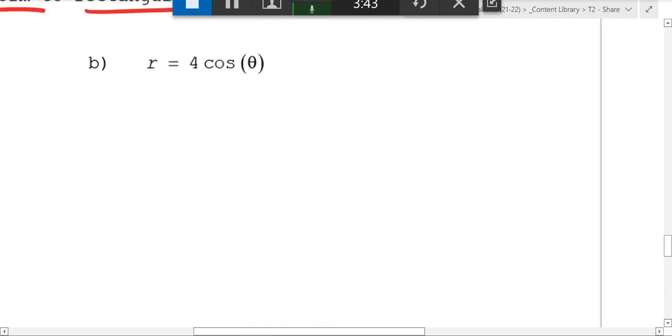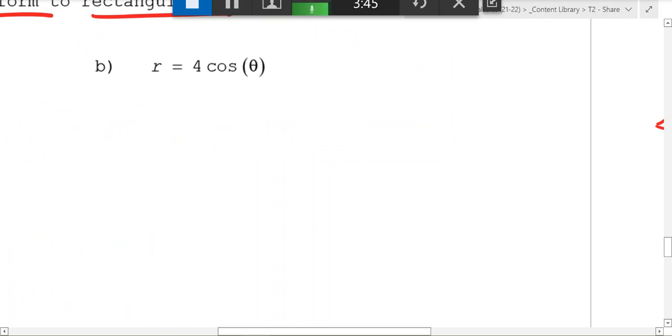Over here, not much has changed, but it's going to graph something very, very different. And this is just going to take practice. So I'm going to show you the quickest way that I know of to go about this.